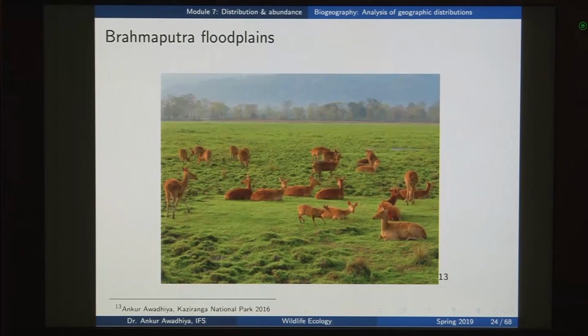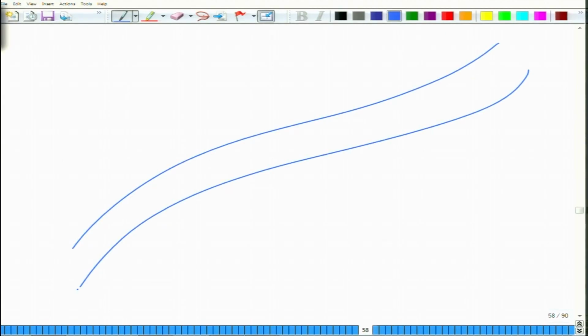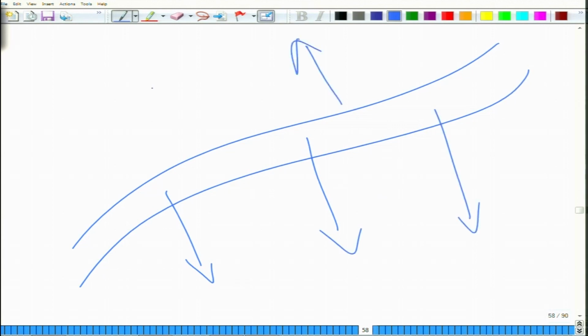Now, Brahmaputra floodplains in the state of Assam are governed by the life of the river. So, typically you have this river Brahmaputra, which is draining this area. This is Kaziranga National Park, and in the rainy season the river floods, and when it floods, it inundates the whole of this area. So, you have these floodplains that completely get inundated.